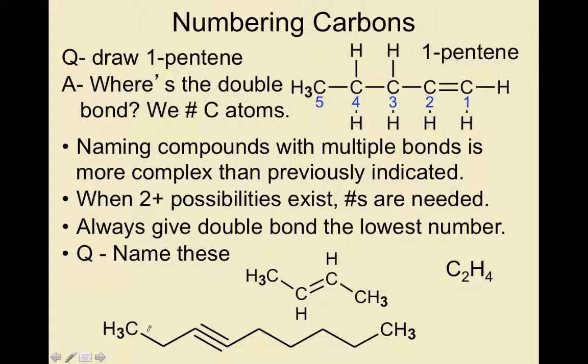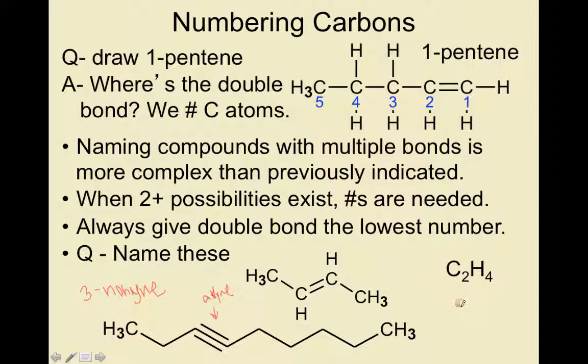So looking at this one, we have a total of, counting the carbons, 1, 2, 3, 4, 5, 6, 7, 8, 9 carbons. And these are all single bonds here, except for this. We see the 3 lines that represents a triple bond. That makes this an alkyne. That's horrible spelling. Now, which carbon is it on? It is on the 3rd carbon, so that makes this 3-nonyne.